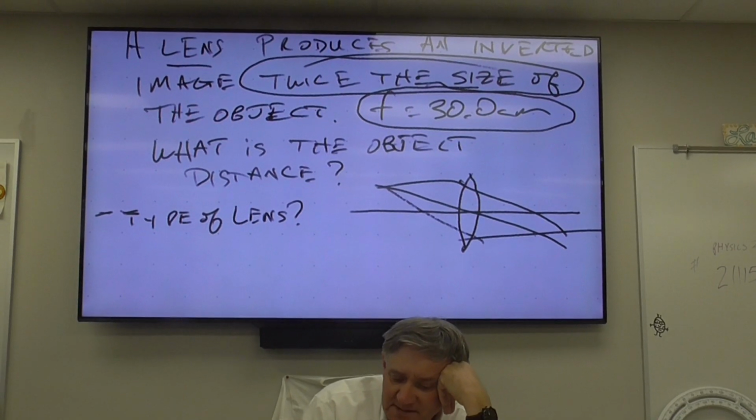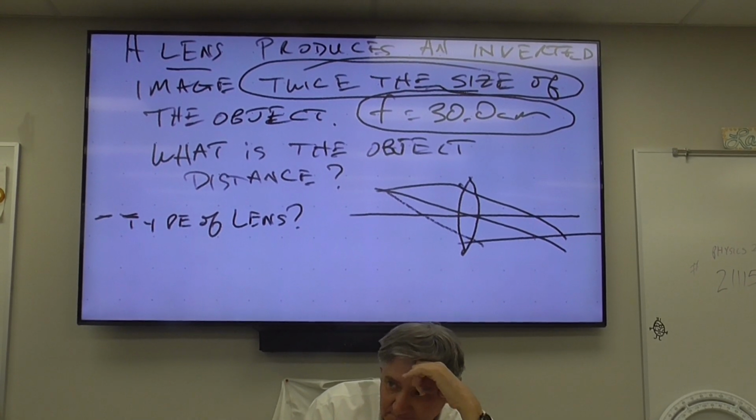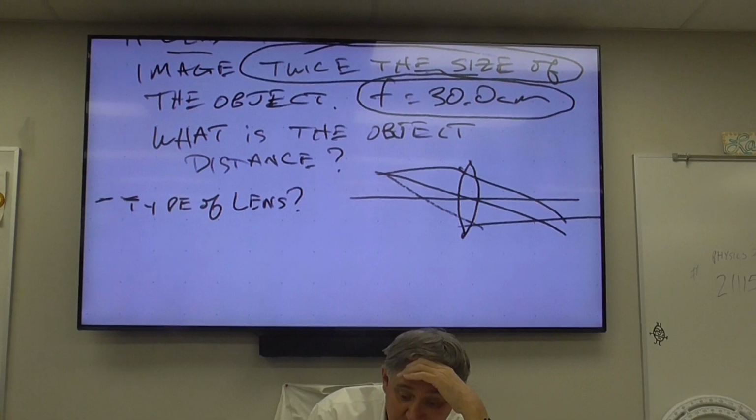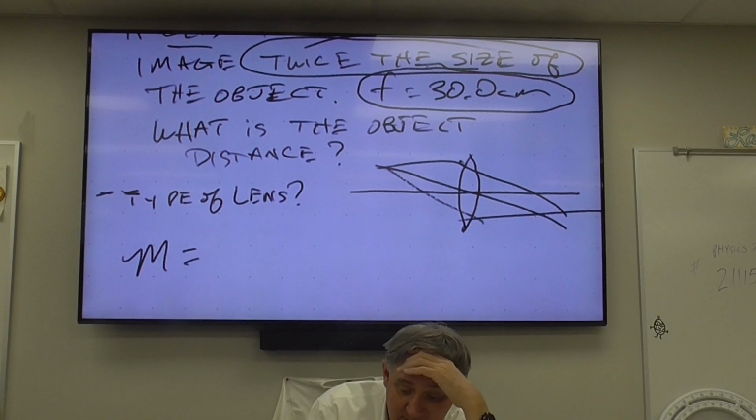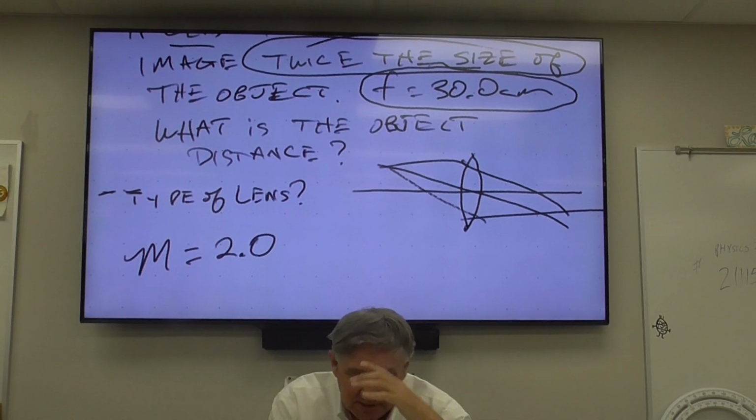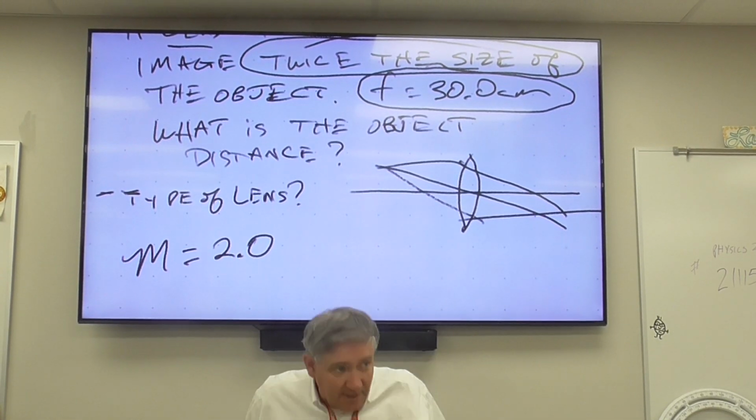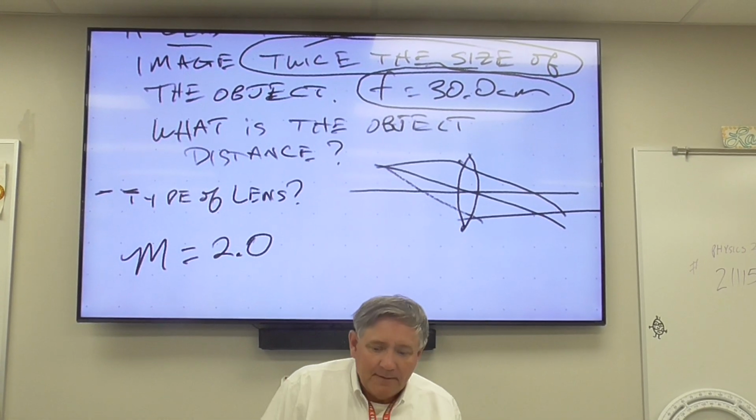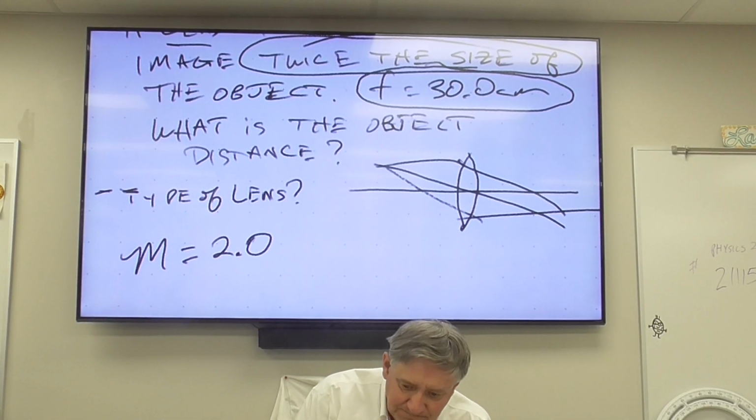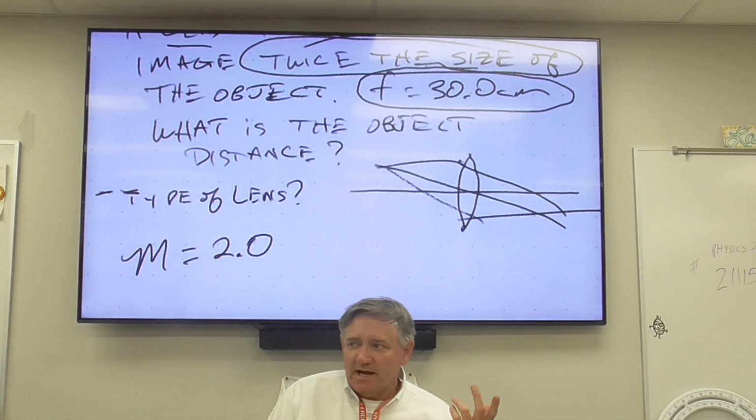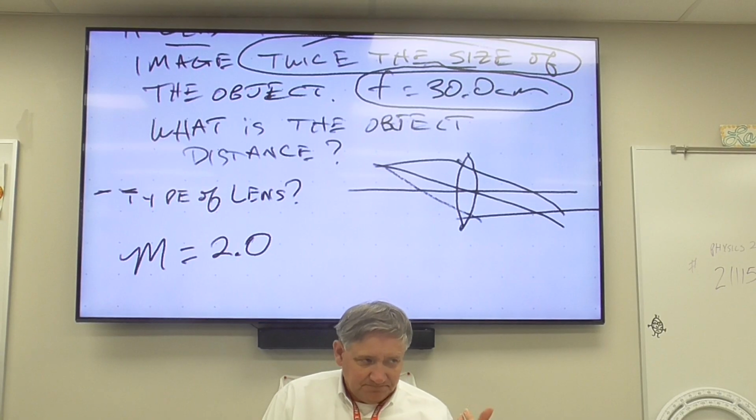The image is twice the size of the object. We know the magnification is negative, but don't worry about the negative sign, my magnification is gonna be 2, right? Now, here's the problem. You don't know what SI is and you don't know what SO is.